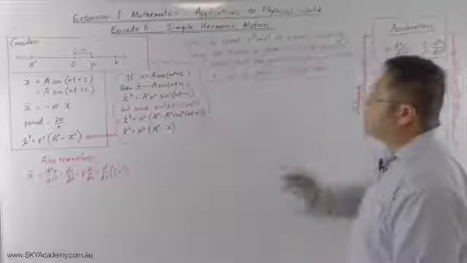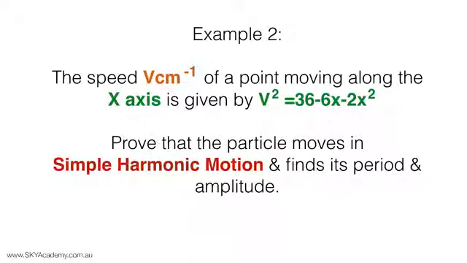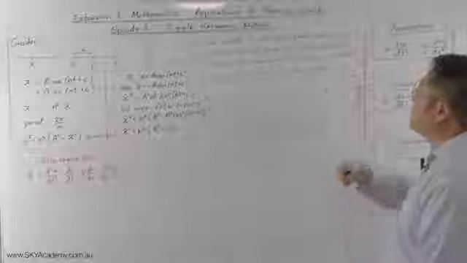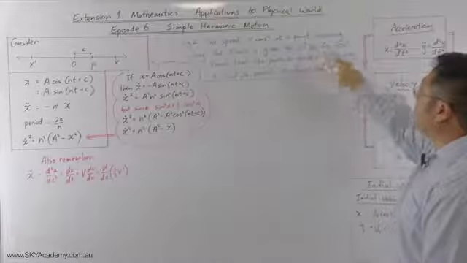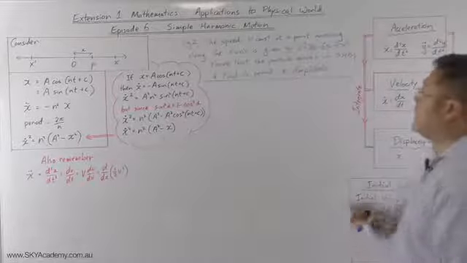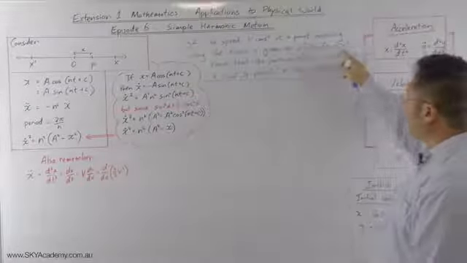Now let's have a look at this example. You've got the speed, v centimeters per second, of a point moving along the x-axis, given by v squared equals 36 minus 6x minus 2x squared. Then it says, prove that the particle moves in simple harmonic motion, find its period and its amplitude. So you've got v squared is equal to 36 minus 6x minus 2x squared. That's your starting point.